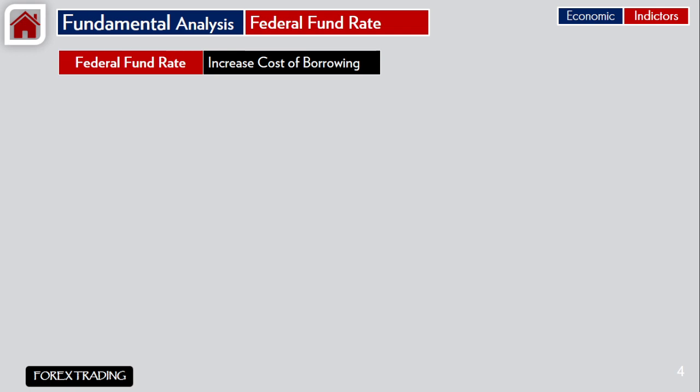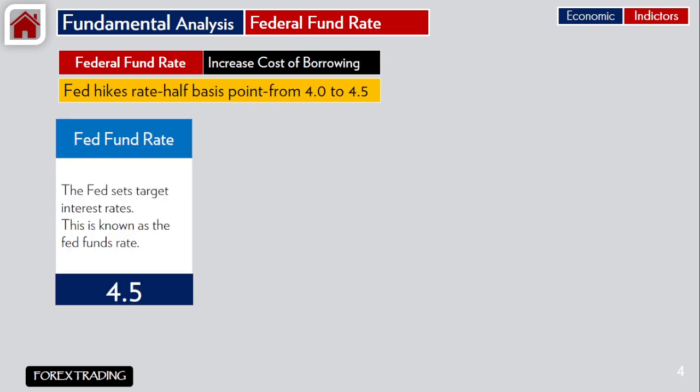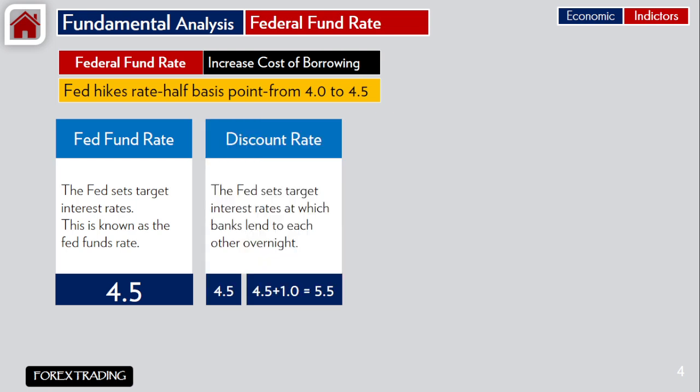Take the federal fund rate: if they increase the cost of borrowing, say the Fed hikes the rate by 50 basis points from 4.0 to 4.5, we will see what impact it has on the market and on other financial institutions. So this is your federal fund rate, the new rate 4.5, up from 4.0. Then when banks lend to each other overnight, they add another 100 basis points on top of that. So 4.5 plus 1.0 is equal to 5.5. This is the rate at which they lend to each other overnight.